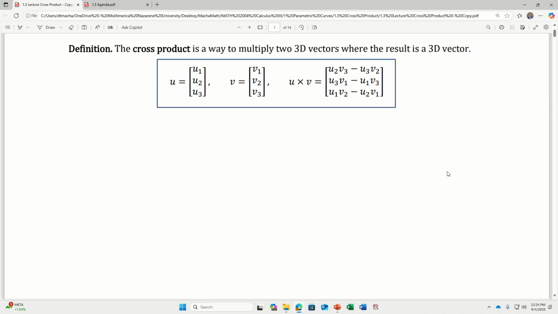So this is the definition of the cross product. If I've got two vectors, and by the way, the vectors have to be length 3. They have to be 3-dimensional vectors.